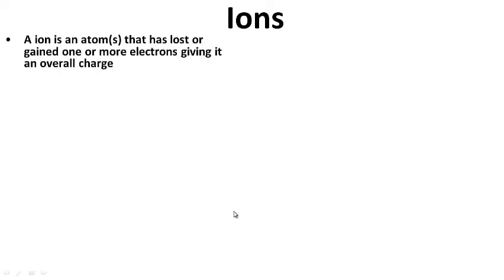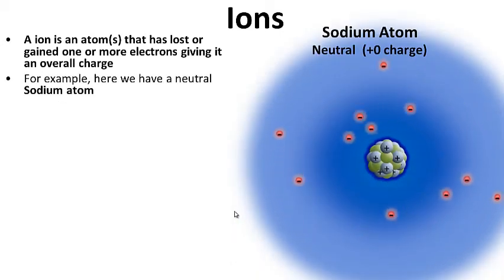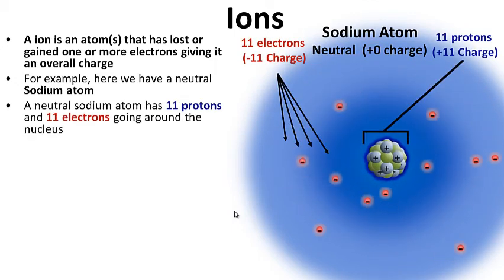All right, so ions. An ion is an atom that has lost or gained one or more electrons, giving it an overall charge. For example, here we have a neutral sodium atom. A neutral sodium atom has 11 protons and 11 electrons going around the nucleus.